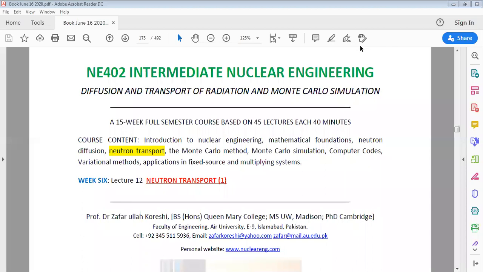Okay, so this is now lecture 12, NE402 Intermediate Nuclear Engineering, covering neutron diffusion, transport, and Monte Carlo simulation. I begin week 6, lecture 12, on neutron transport.